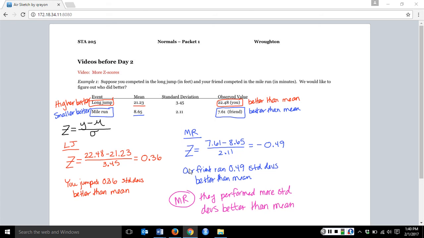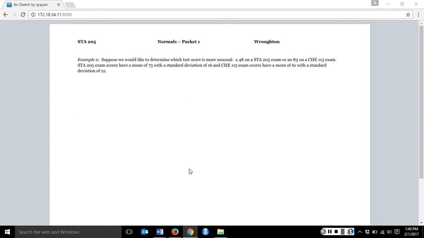All right, now doing the same thing with a similar example, but with a different goal in mind. So with example 2, we would like to figure out which test score is more unusual. It's a little bit different than saying that someone was better. So we have a 48 on a Stat 205 exam, or an 83 on a Chemistry 115 exam. Well, so we have to know what those look like. So Stat 205 exam scores have a mean of 73 and a standard deviation of 16. Chemistry 115 exam scores have a mean of 61 and a standard deviation of 12.